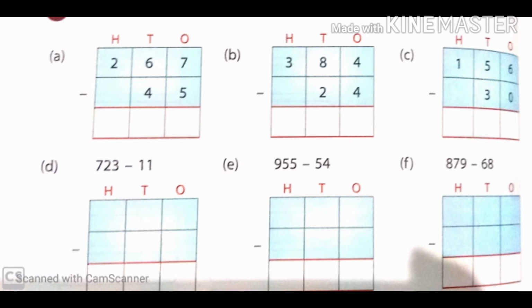Exercise 1. Subtract the numbers. 267 minus 45. 384 minus 24. 156 minus 30. Now from this you have to write it in the correct order and then subtract. That means first you have to arrange it in the correct order, write it in column form, then you have to subtract.